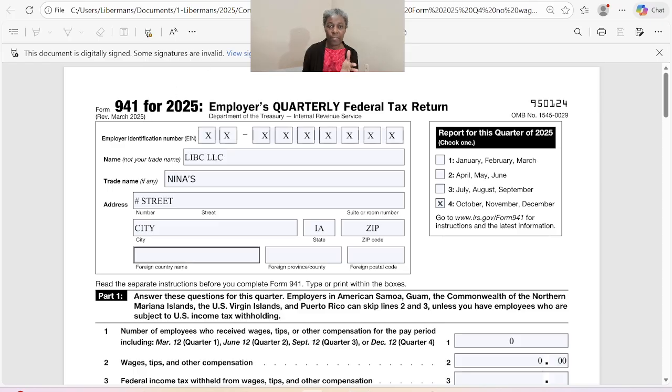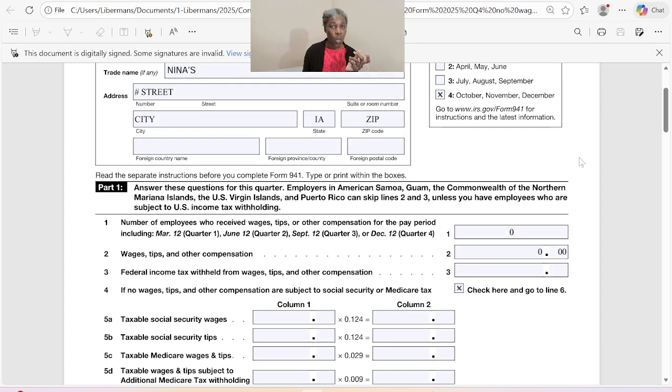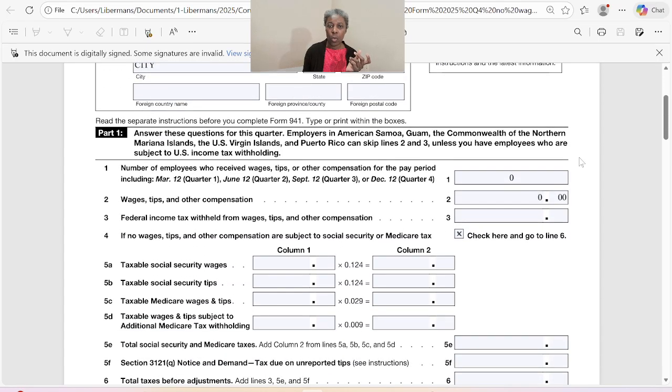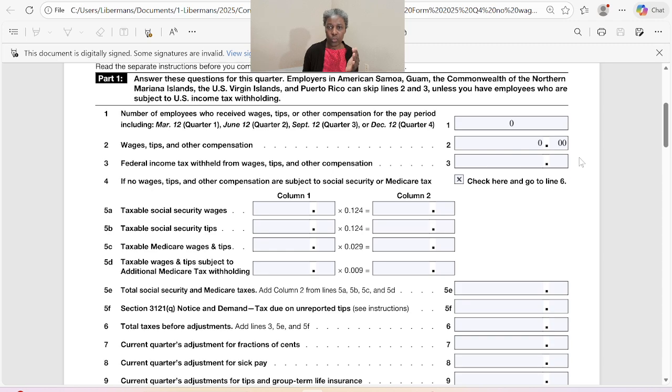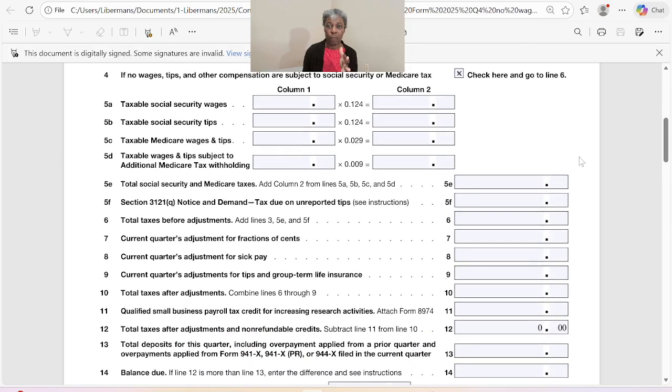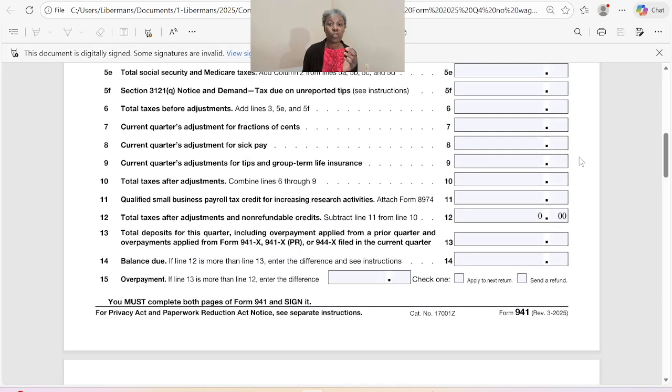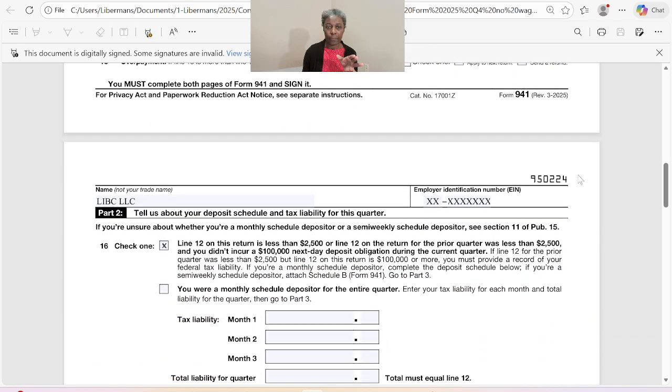So we have an example here of how you will file it for Q4 if you didn't pay any wages in Q4. We are just going to scroll through it for you to take a look, and then we can go line by line. It gives you a quick overview of what to expect when you are filing and you didn't pay any wages in October, November, and December of 2025.